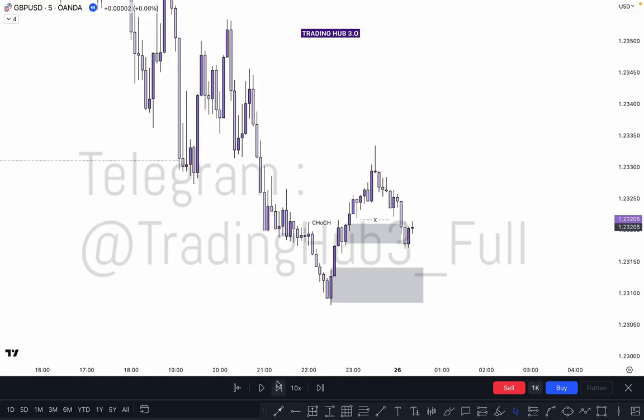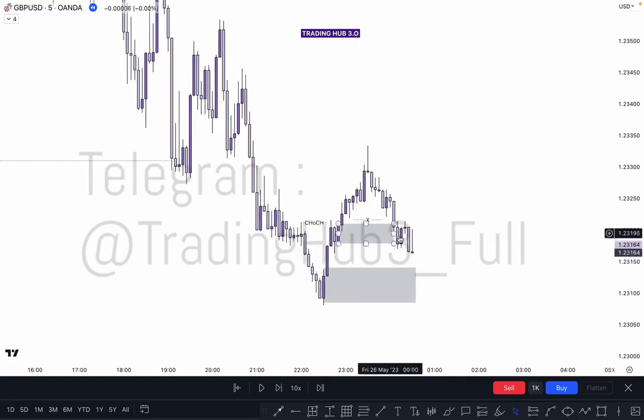Now let's see what is happening here. Okay, market did not create any single candle order block here. If market creates here any single candle order block, then definitely you can take entry for the buy. Okay, so this is our next area where we can take entry for the buy.